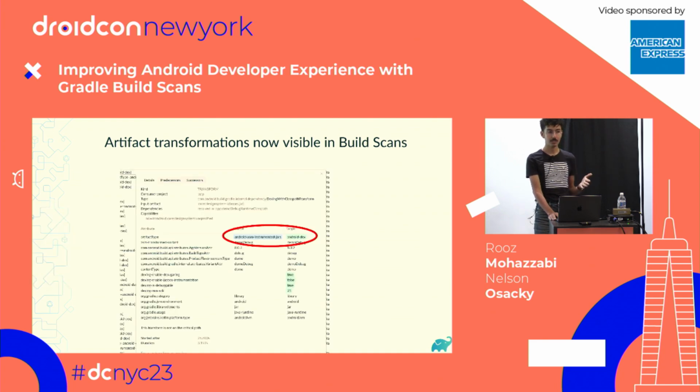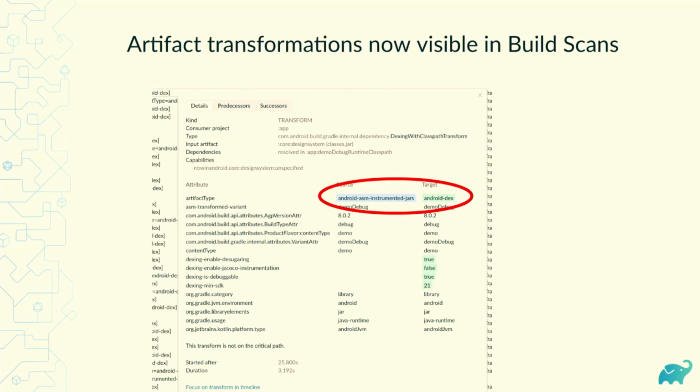And then you can click on that transformation to get more details on it. In this case, this transformation transformed an ASM instrumented jar into the Android DeX. There's a ton of other details too, but there you see the source and the target of the transformation. At the bottom, you can see the duration in the same way that you would see the duration for a task in your timeline.